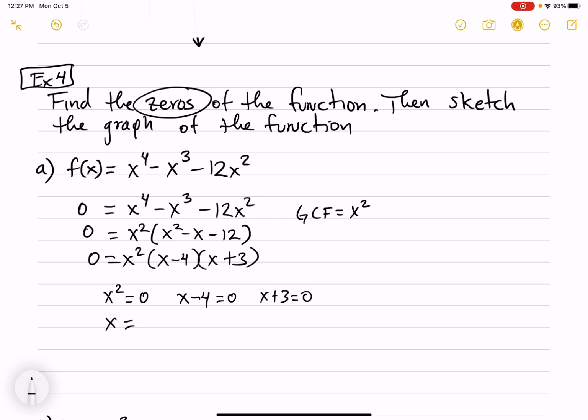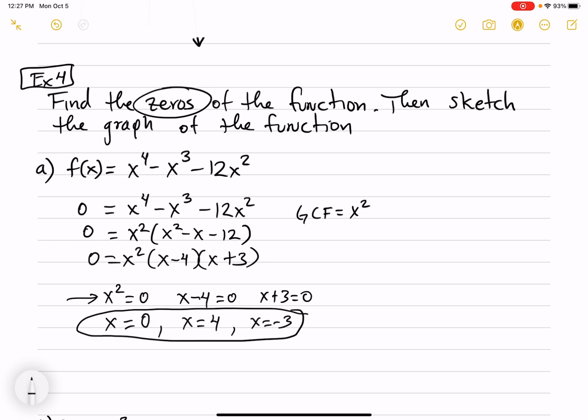So we're going to have 2 solutions here. Believe it or not, there's 2 solutions. We call it a repeated 0 because there's 2 of them, but we only have to list one of them. We're going to get 4 here, and we're going to get negative 3. So here are the zeros.